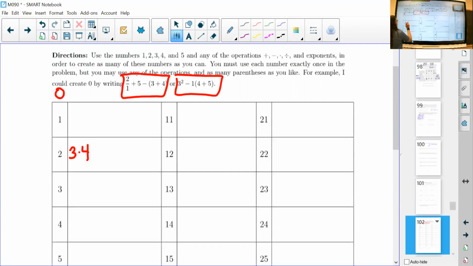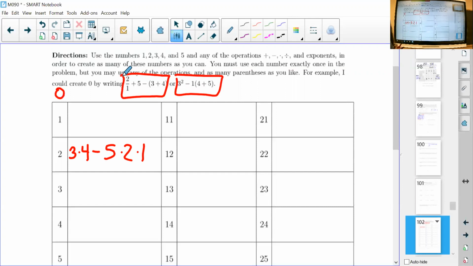3 times 4, so that's 12, minus 5 times 2 times 1. I didn't need parentheses in this case, although I can use them. 12 minus 10, I get 2. Notice that each number is used exactly once, 1, 2, 3, 4, and 5, and we got that 2.